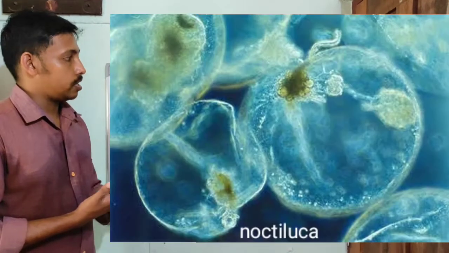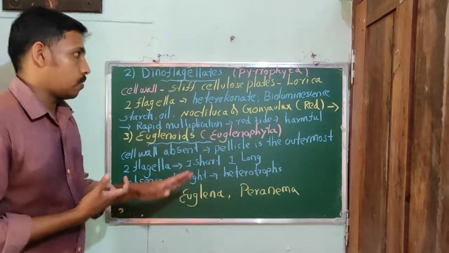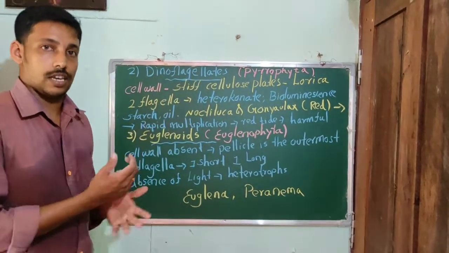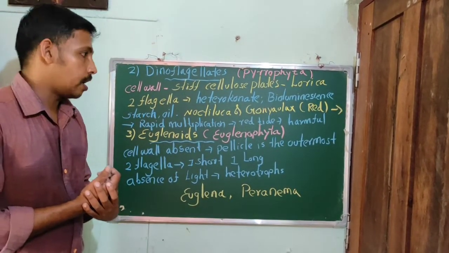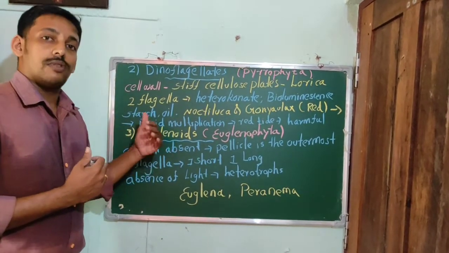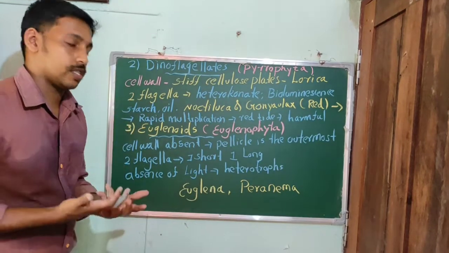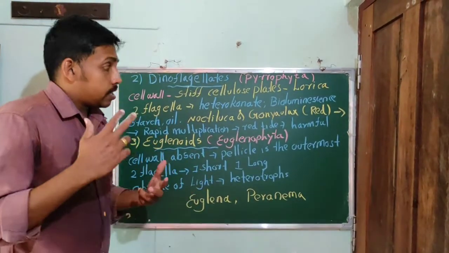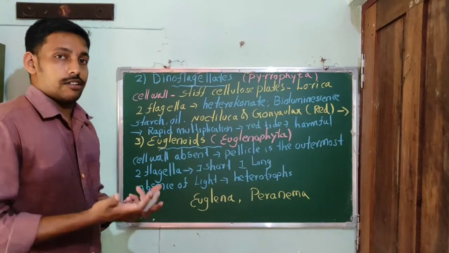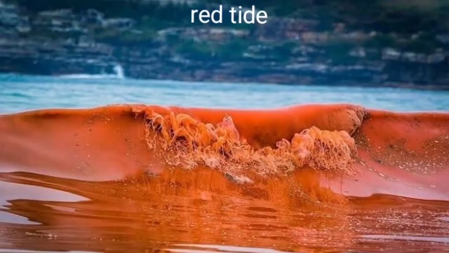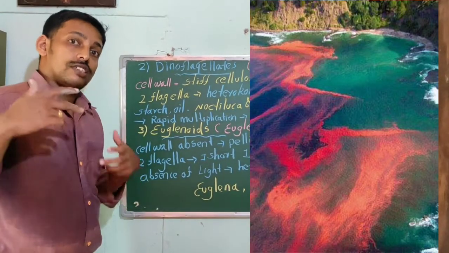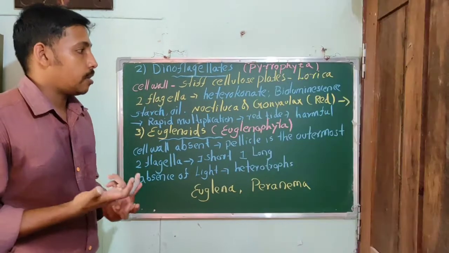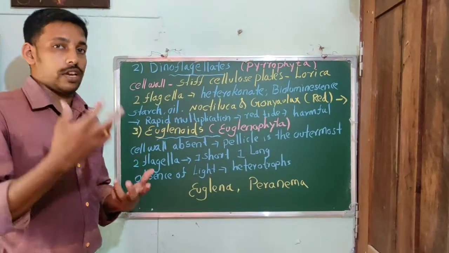Noctiluca and Gonyaulax are examples of what? Pyrophytes or dinoflagellates. In the case of Gonyaulax, they are known as the red dinoflagellates, and they undergo rapid multiplication, so that the sea may appear red colored. That's known as the red tide. This increased amount of red dinoflagellates may produce increased amounts of toxins, and these toxins may even kill other marine organisms.